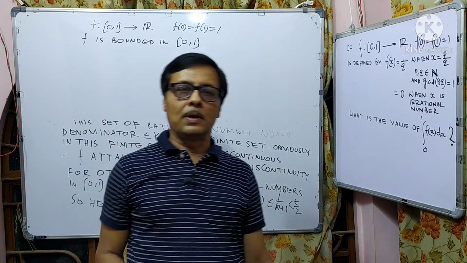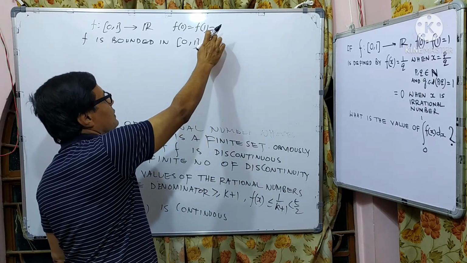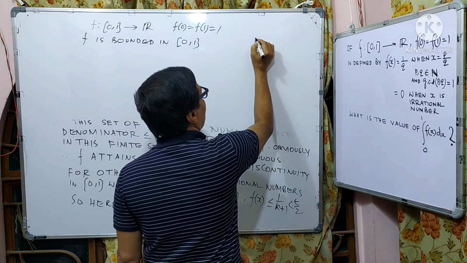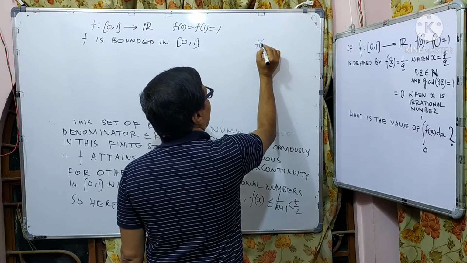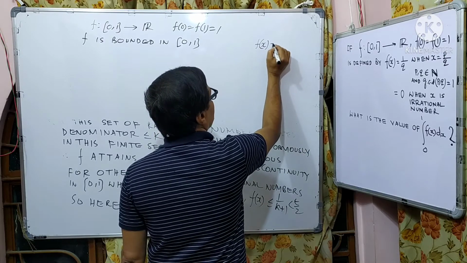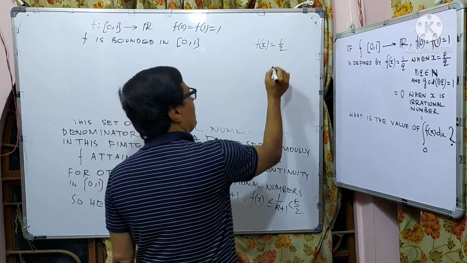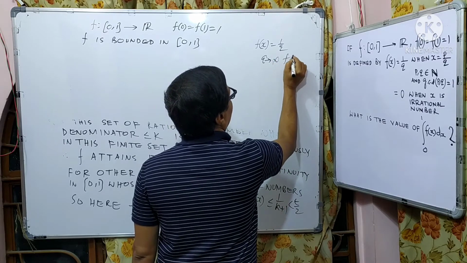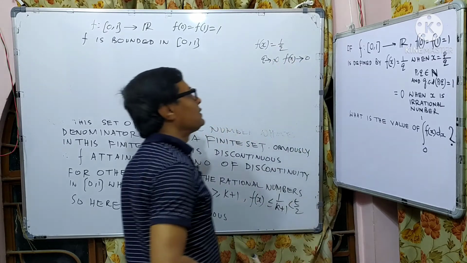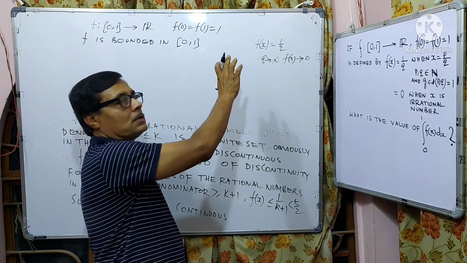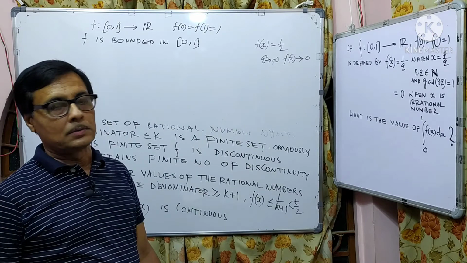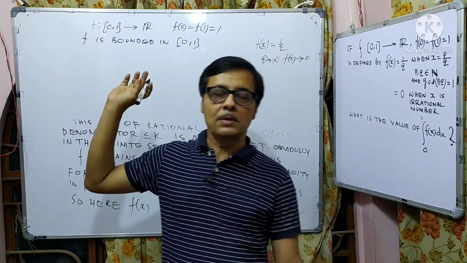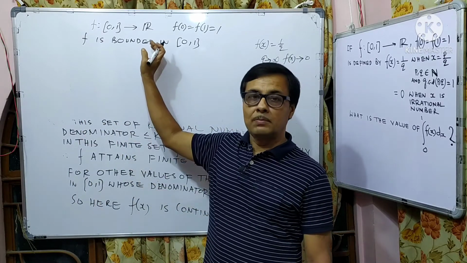F is bounded in [0,1] because its highest value is 1 and its lowest value is also defined. For rational values of x, f(x) is 1 over q. So if q tends to infinity, f(x) tends to 0. So the lowest value is 0, the lower bound is 0 and the upper bound is 1. So this function is bounded in the closed interval [0,1].